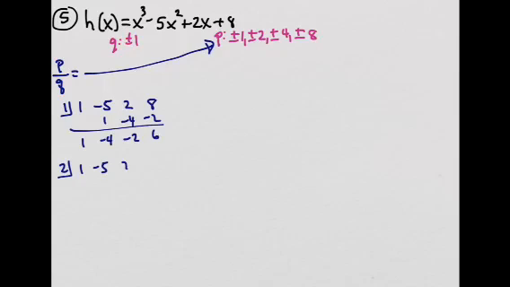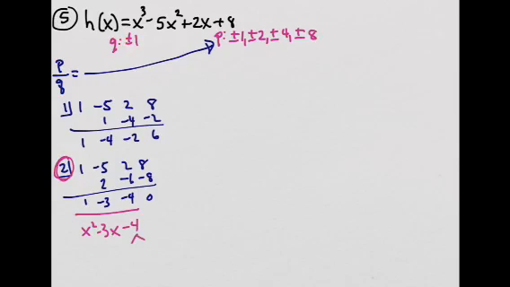1, negative 5, 2, and 8. Bring down the 1, 2, negative 3, negative 6, negative 4, and then negative 8. So this one works. Okay, so this means that x minus 2 is a factor. And these three numbers represent the quadratic. So the quadratic is x squared minus 3x minus 4.